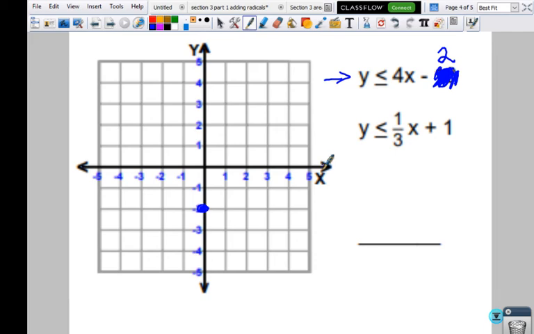4 over 1. Yeah, so we go 1, 2, 3, 4. Yeah, I think it's over more, like 1, 2. And we've got a solid line on this one.